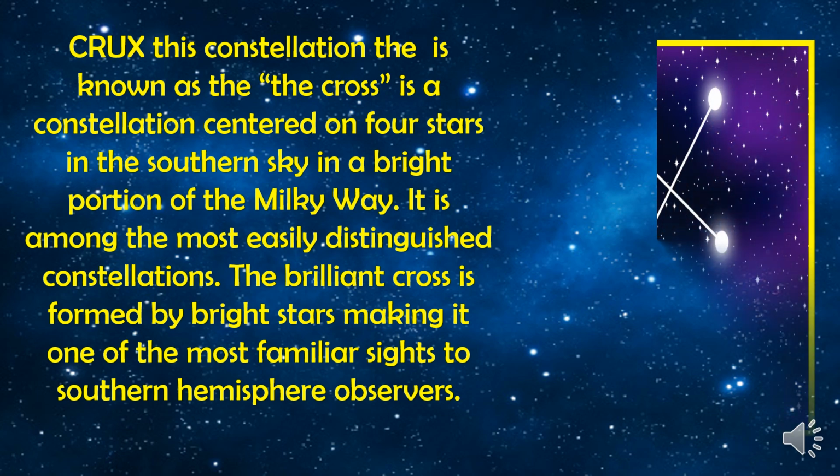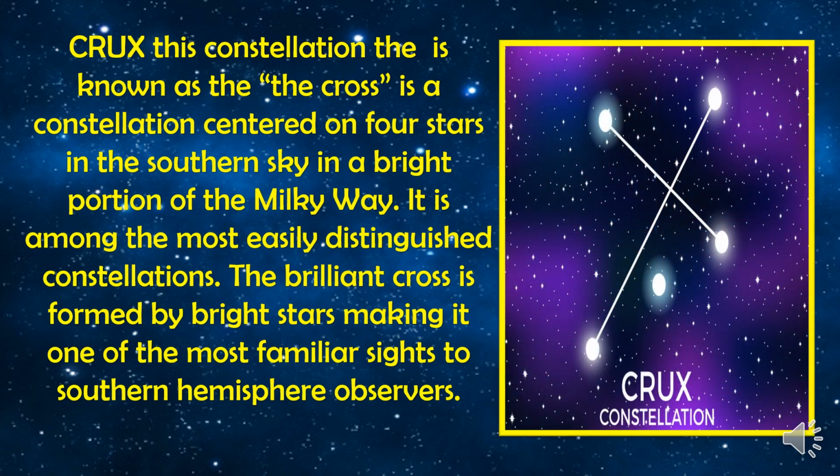Crux is the constellation that is known as the Cross. It is a constellation centered on four stars in the southern sky in a bright portion of the Milky Way. It is among the most easily distinguished constellations. The brilliant cross is formed by bright stars, making it one of the most familiar sights to southern hemisphere observers.